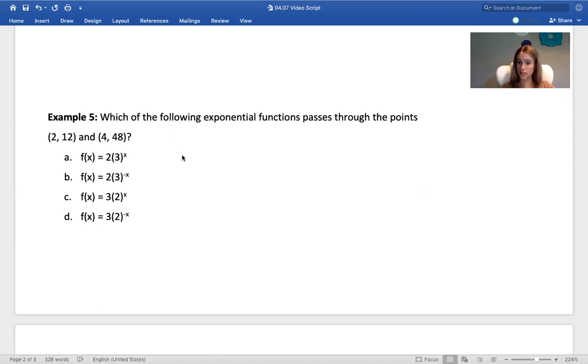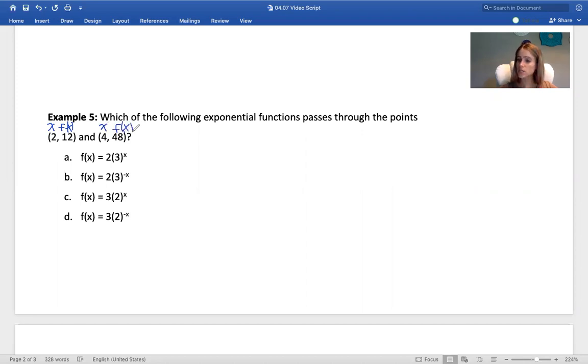One method is just like we did in those previous examples. You guys could use substitution. And if that's your preferred method, let's look at our ordered pairs. My (2, 12): 2 is my x value, 12 is my y, or in this case, because it's function notation, my f of x. And then same over here, 4 would be my x value, 48 would be my f of x.